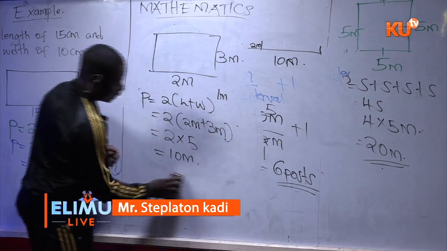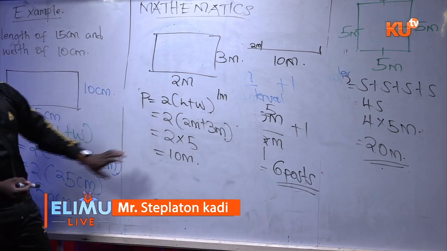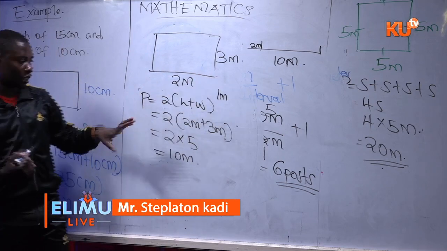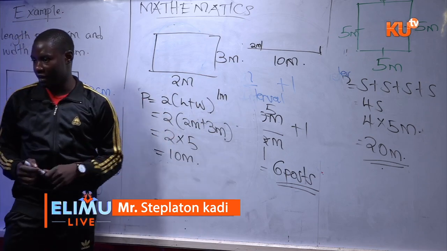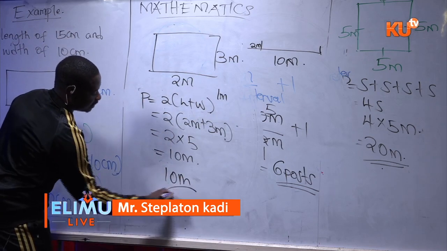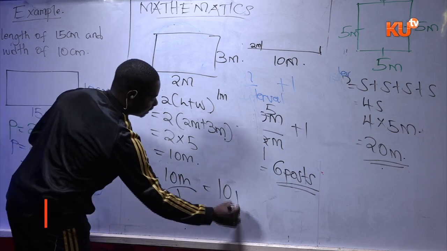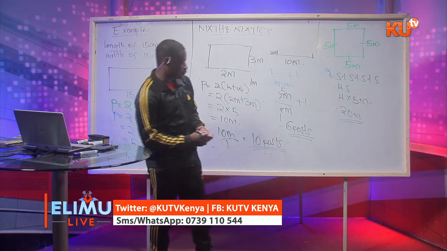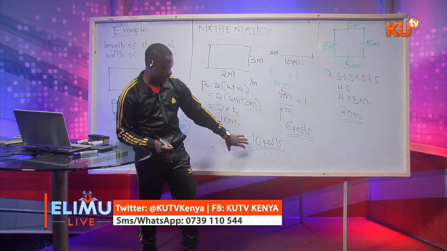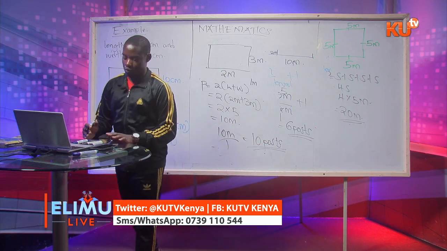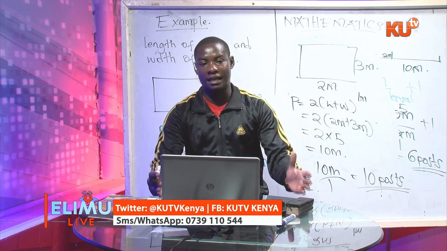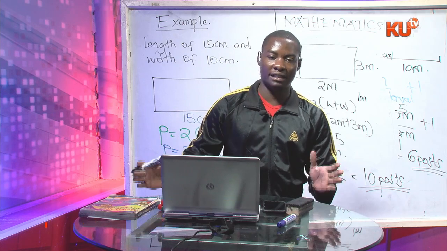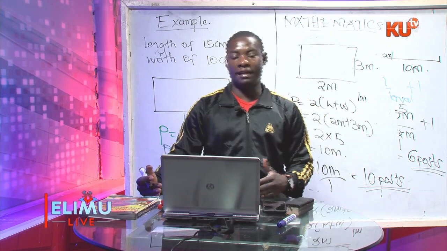So to find the number of posts that were planted, you take the perimeter and divide by the interval. Remember, if it's a closed figure, we don't add 1. If it's an open figure, we add 1. So this is 10 meters. Divide by 1, you get your answer as 10 posts. So the number of posts that were put, or if it's trees, the number of trees will be 10. So those are a few applications of perimeter in our real life situations. So it can be in terms of revolutions, or planting of trees, or erecting electric wires.